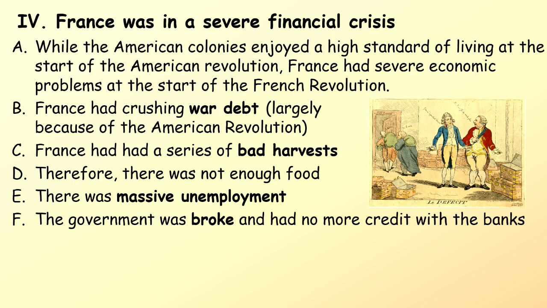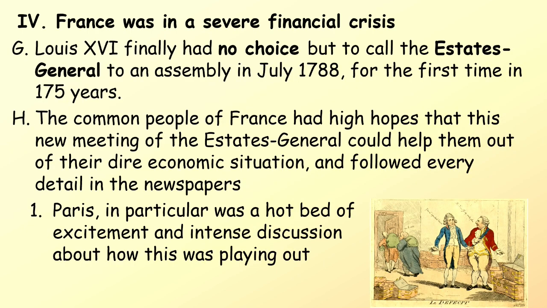France had had a series of bad harvests, and therefore there was not enough food for everyone. And there was massive unemployment. The government was broke and had no more credit with the banks. King Louis XVI finally got to a point where he had no choice but to call the Estates General to an assembly in July 1788.